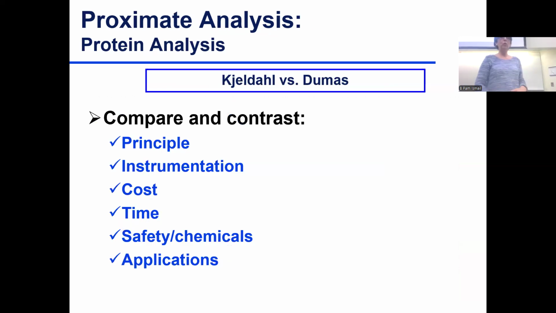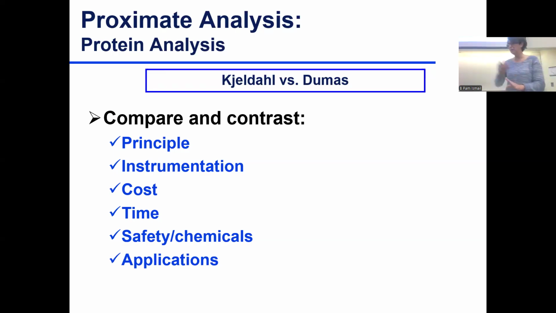So if we want to compare Kjeldahl to Dumas, you need to remember a few things. What is the principle? Both are determining what? Both are based on what? Determining which component? Nitrogen. So both are determining nitrogen content and converting to protein, but one is chemical reactions.